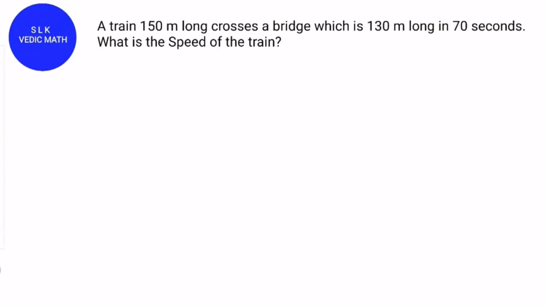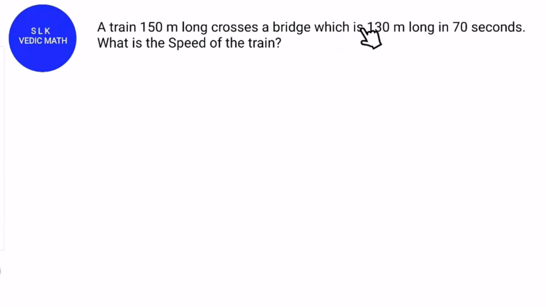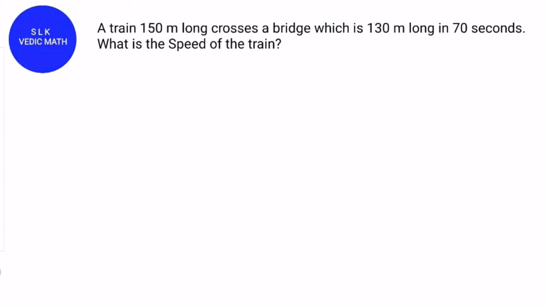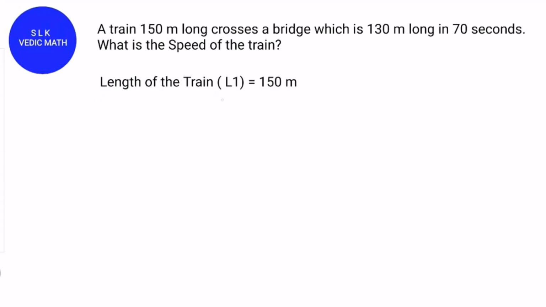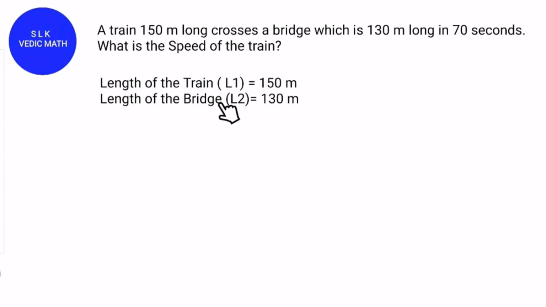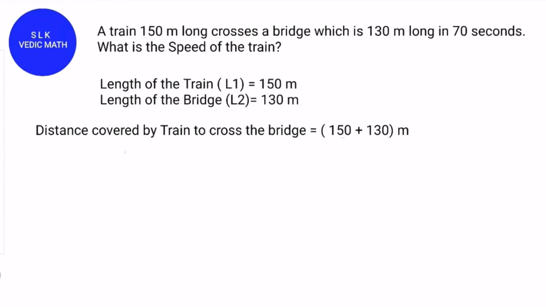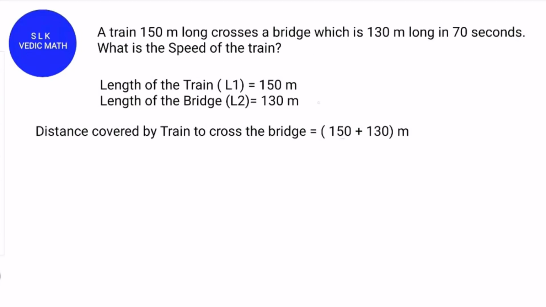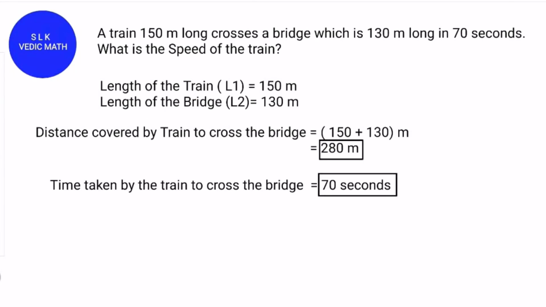Let's try one more problem. A train 150 meters long crosses a bridge which is 130 meters long in 70 seconds. What is the speed of the train? First, the length of the train, which is L1, is 150 meters. And the length of the bridge, which is L2, is 130 meters. The distance covered by the train to cross the bridge is L1 plus L2. So 150 meters plus 130 meters, which is 280 meters.